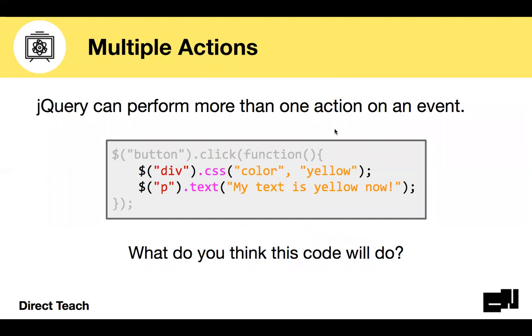Okay. One thing that's important to know is that we can change multiple things in a single button click, okay? So looking at this code right now, when you click the button, what's going to happen to this web page? Exactly, so the div is going to change color, the text in the div is going to change to the color of yellow, and the text of all the p tags is going to change to "my text is yellow now." So you can do more than one thing within a single button click. You just need to put the code there for it.